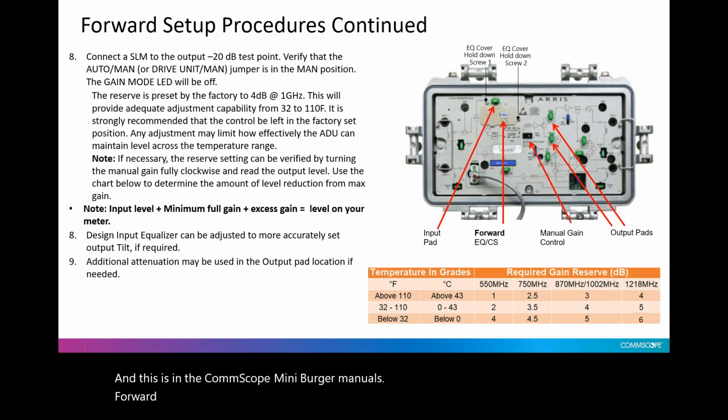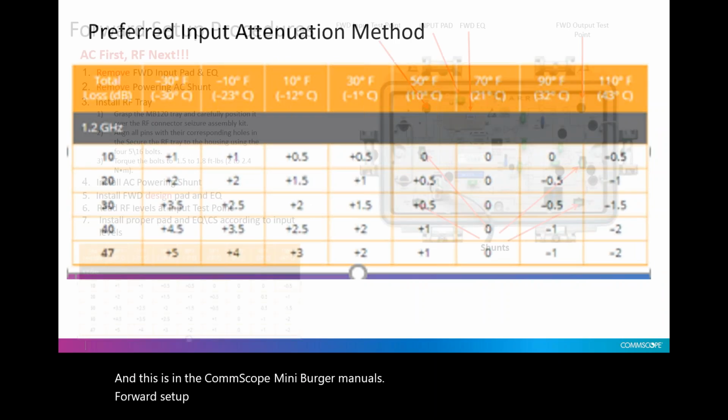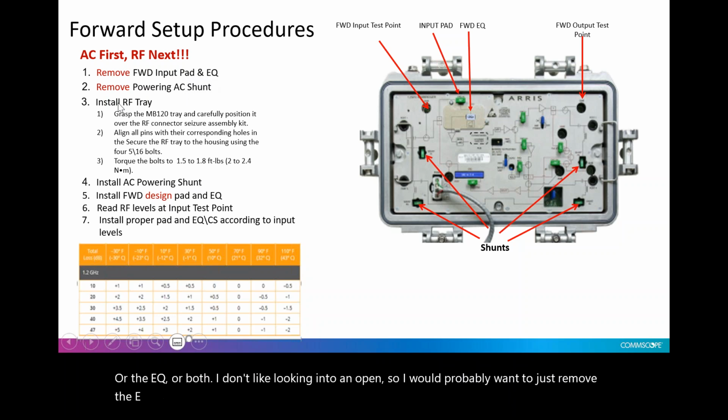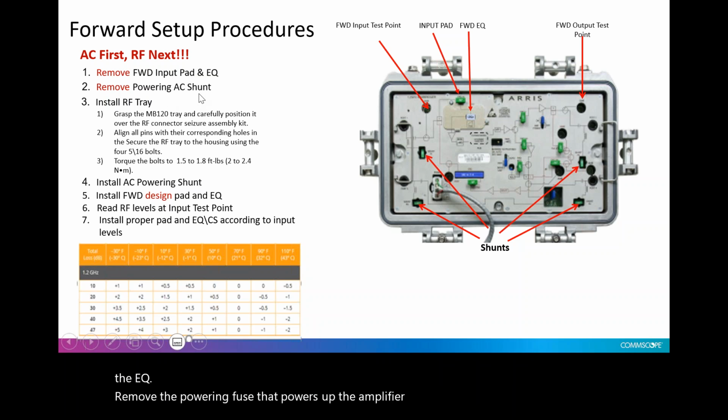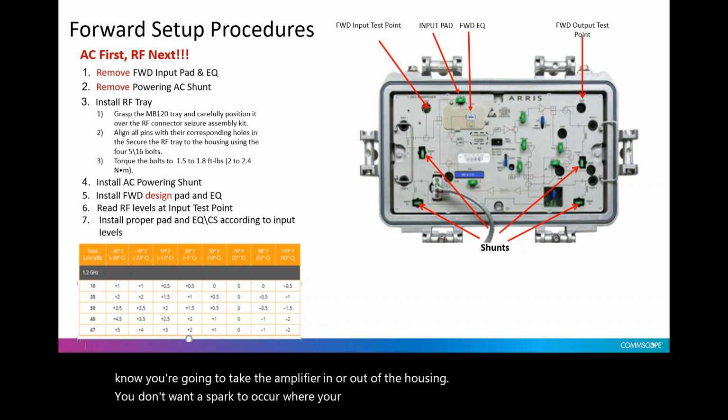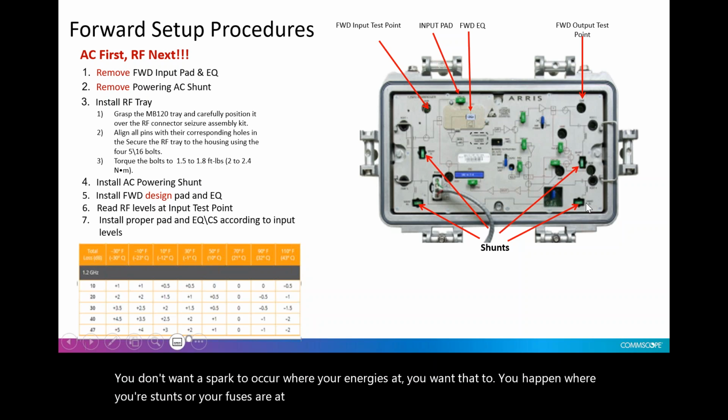Forward setup, just continued. Let me back up here just a second. So it's recommended you remove the pad or the EQ or both. I don't like looking into an open, so I would probably want to just remove the EQ. Remove the powering fuse that powers up the amplifier. What you don't want to do, if you're going to take the amplifier in or out of the housing, is have a spark occur where your RF energy is at. You want that to happen where your shunts or your fuses are at.